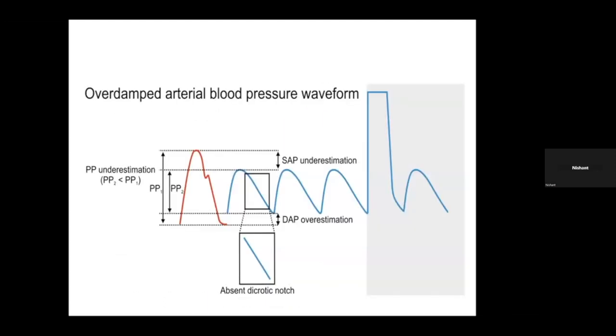So this is an example of an overdamped arterial blood pressure waveform, where we can see there is underestimation of systolic arterial blood pressure, overestimation of diastolic arterial blood pressure, and an absent dicrotic notch. This results in a narrow pulse pressure. We can come across this if there are any air bubbles in the stiff tubings or any loose connections of the stopcock in our transducer system.